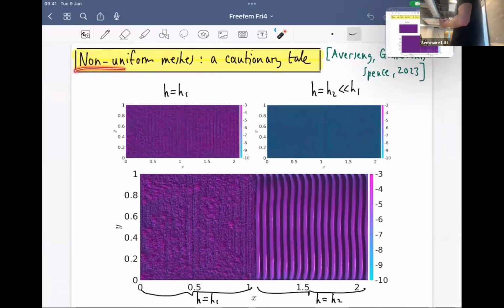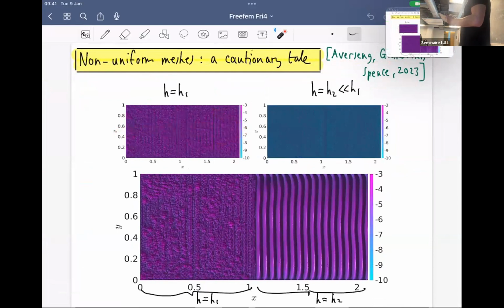With non-uniform meshes, a cautionary tale. And this is in a paper that Martin and Jeff and I wrote earlier this year. And what I'm doing is, so these are plots. So what am I doing? I'm solving the Helmholtz equation in a rectangle. And my exact solution is some wave propagating to the right. So just a simple constant coefficient Helmholtz problem, impedance data, exact solution propagating to the right.